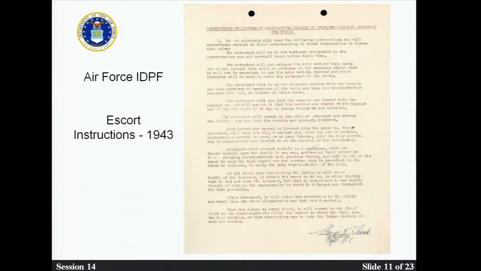They're on notice, and this was not easy duty, especially if the escort was someone that knew the deceased, or even in some cases may have known the family. But these are instructions that they were provided. They were briefed, and in later years, not only would the mortuary officer at the bottom sign it, but also the escort would acknowledge through his or her signature that they understood and would follow those instructions.